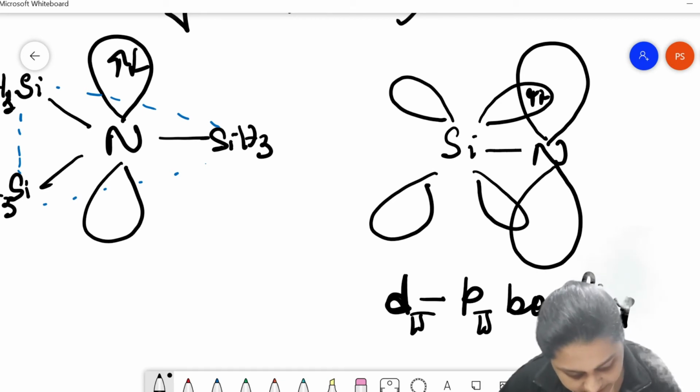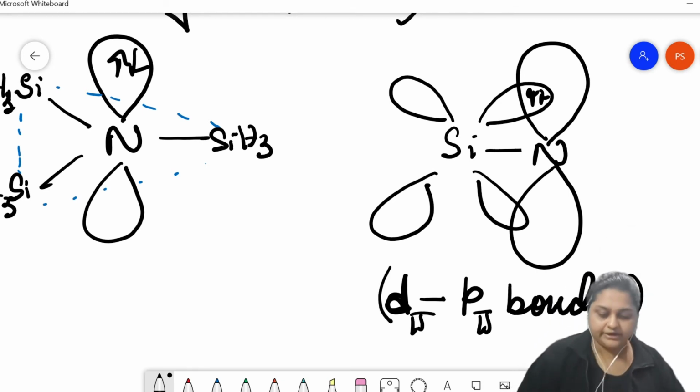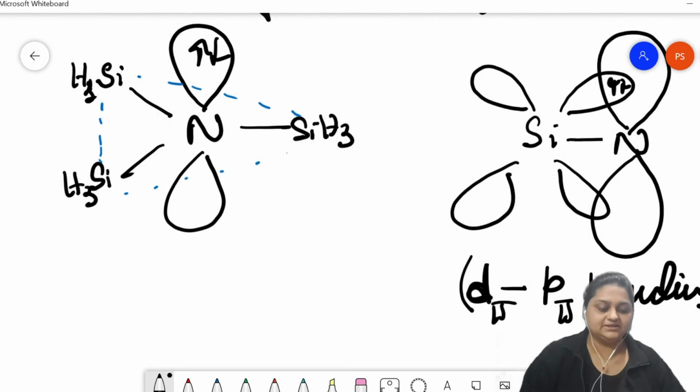This kind of dπ-pπ bonding gives stability to this structure, and this can only occur if the silicon and nitrogen reside in the same plane. That's why this trigonal planar structure is adopted in this particular (SiH3)3N molecule, so that dπ-pπ bonding can occur between the silicon and nitrogen atoms.